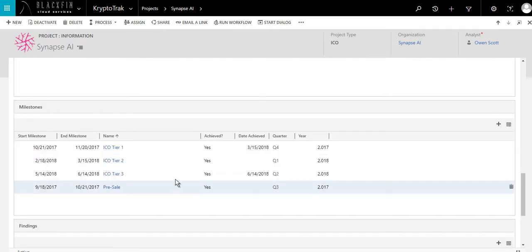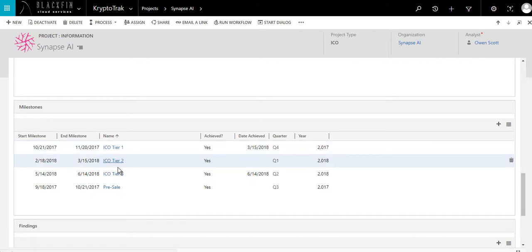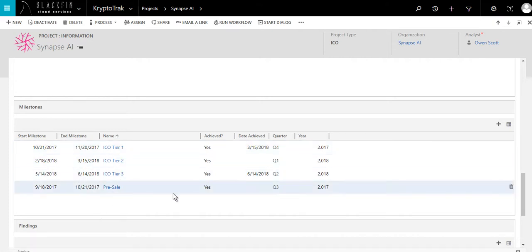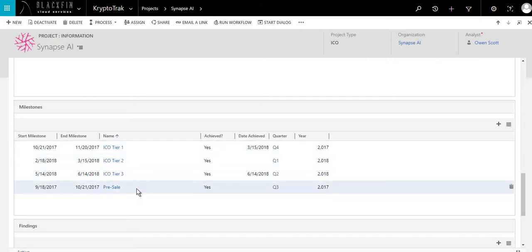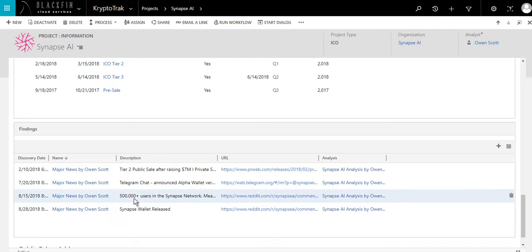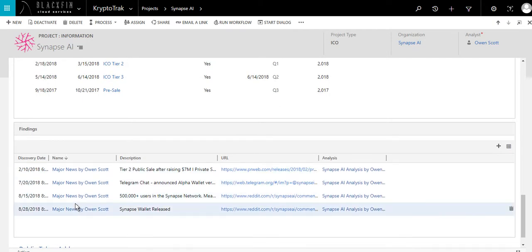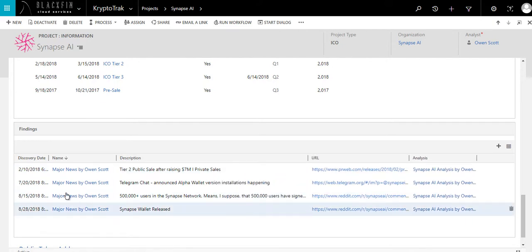So I'm going to look at some of the milestones. We talked about these milestones: Tier 1, Tier 2, Tier 3 completed in June. We got the pre-sale. I don't have a lot of information. I've got the 4 phases, but it would require a little more interaction with the team to find out precisely what is happening next. Here we have findings, and basically this is a list of the major news, for the most part. There's different kinds of findings you can have.